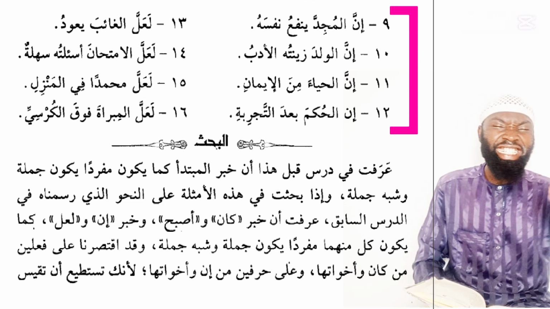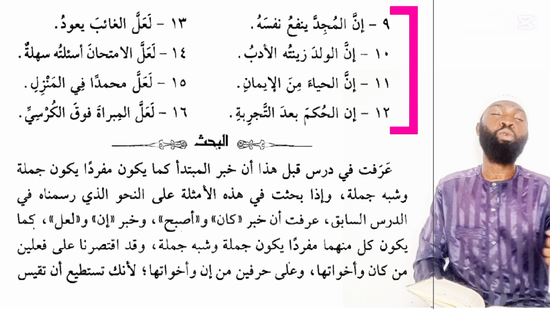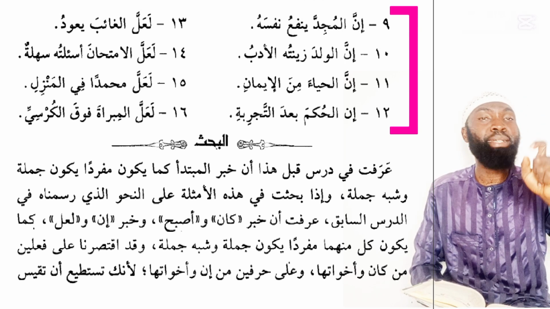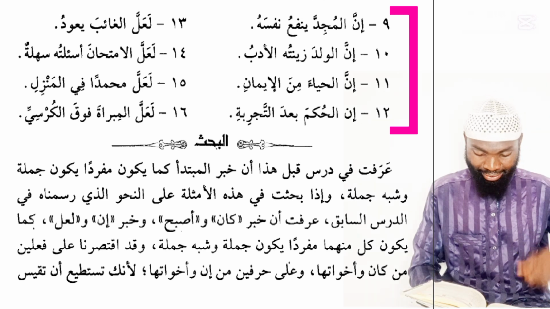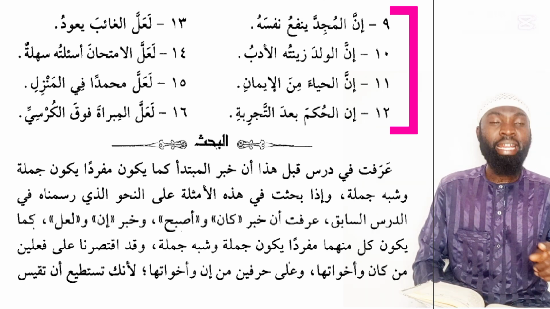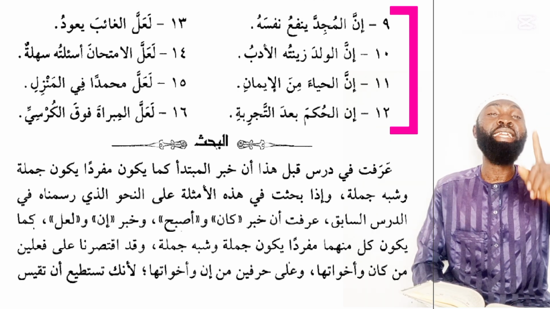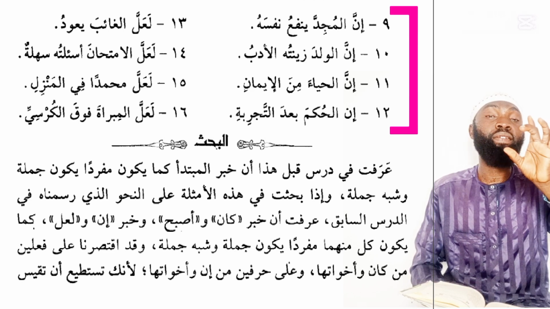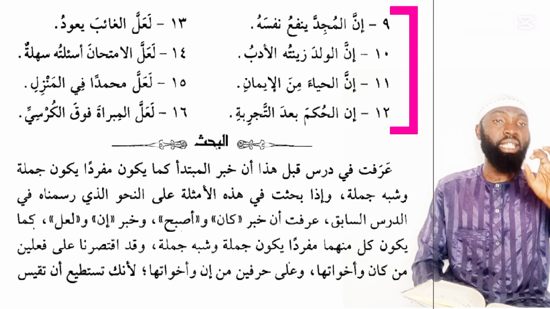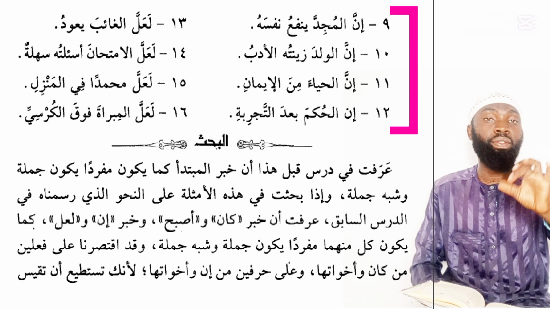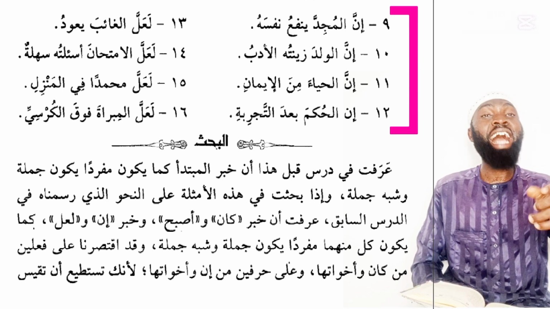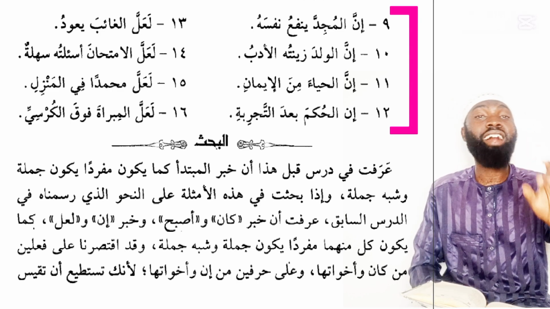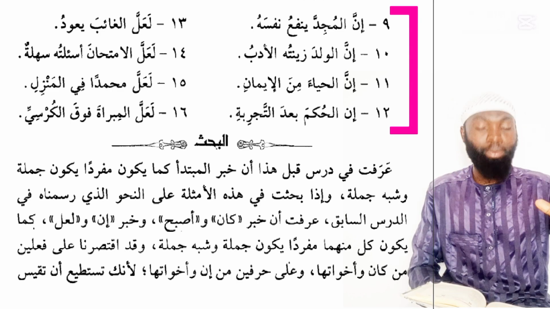So you can say zinatuhul adabu, that is a nominal sentence, jumlatun ismiya, serving as the predicate. Coming here, innal haya'a minal imani. Indeed, modesty is among the faith, is part of faith. Modesty, shyness, is part of faith. So you can see al-haya is serving as the mubtada, minal imani is jarr wa majrur, which is the khabar.